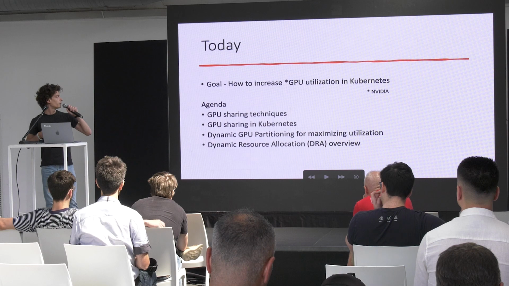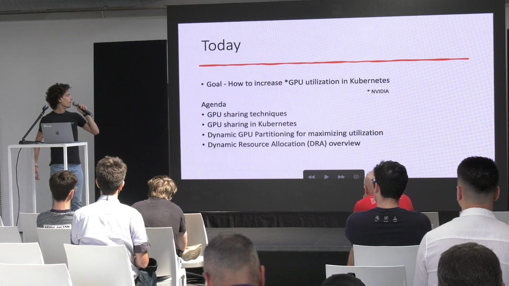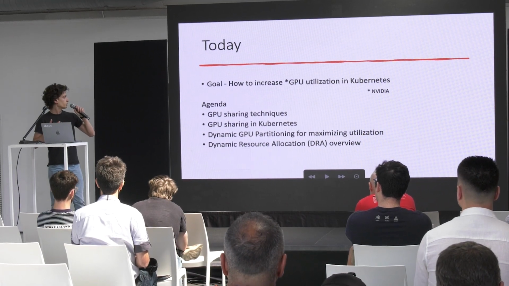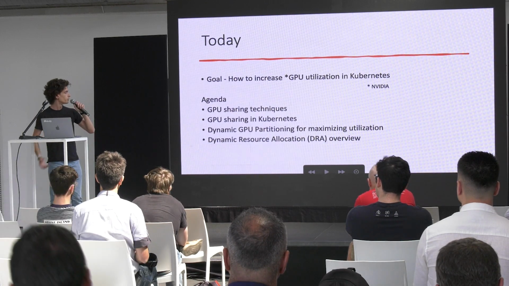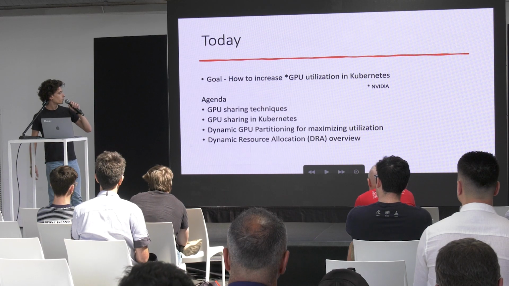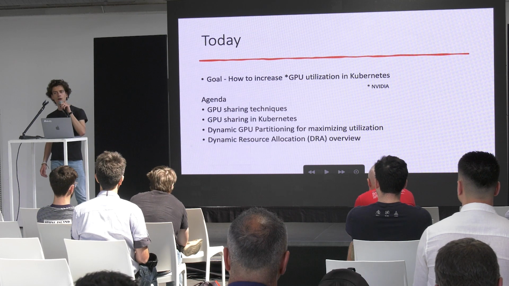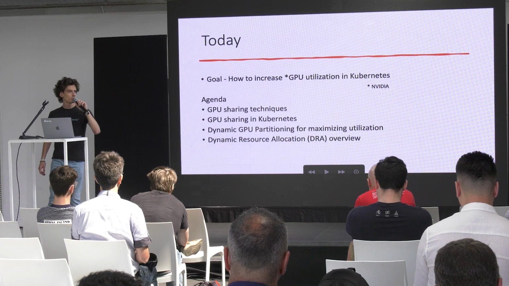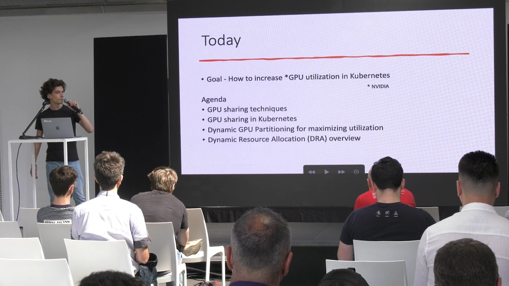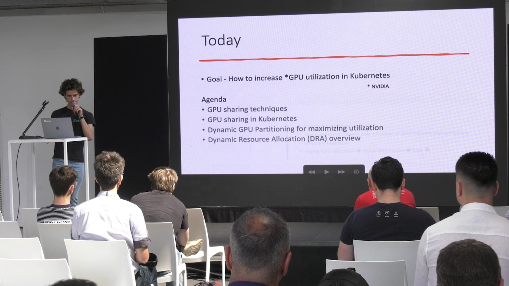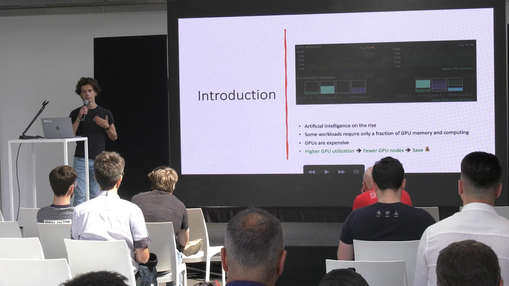We will then see how to use these GPU sharing techniques inside Kubernetes, so how we can bring them to Kubernetes. And then we will see why we should use instead dynamic GPU partitioning if we want to actually maximize the GPU utilization in our cluster. And finally, we will have a very quick overview of the dynamic resource allocation API, which is a new API that comes with Kubernetes 1.26, and that is going to be the future way for managing shared access to resources such as GPUs.